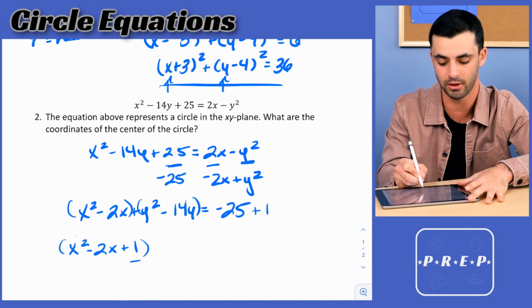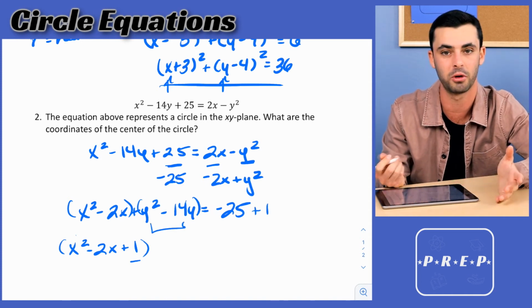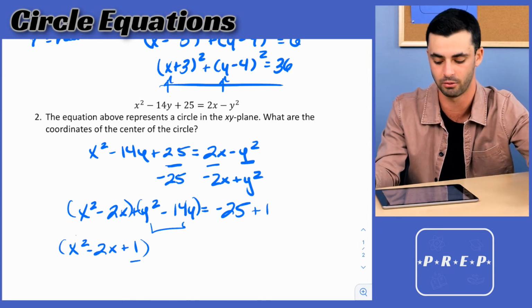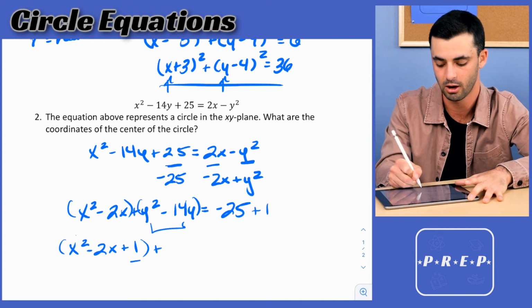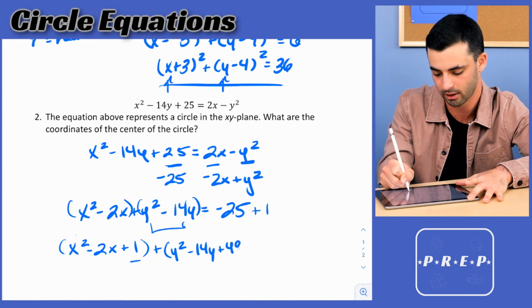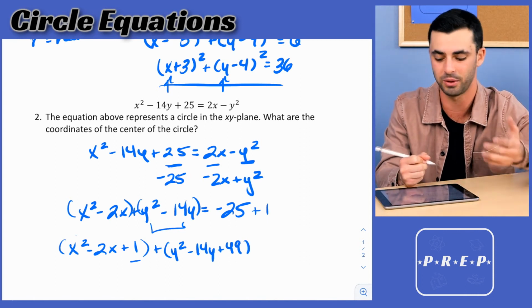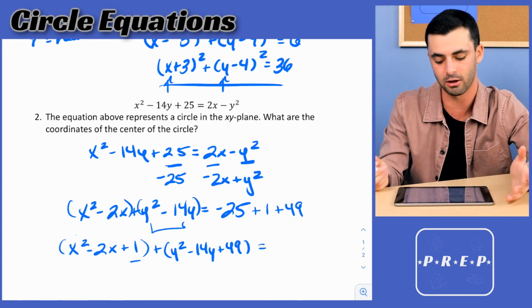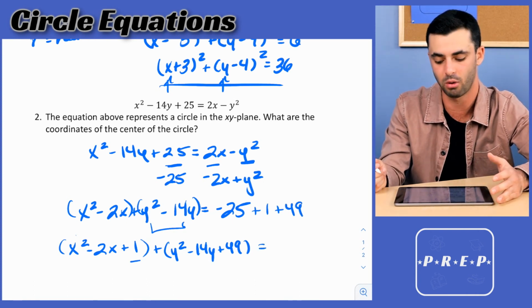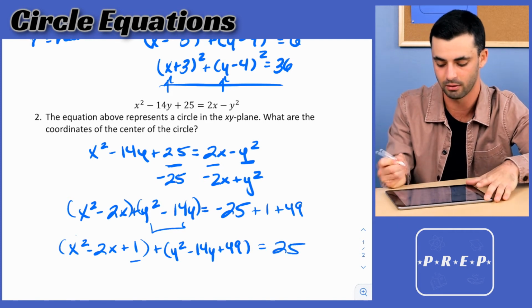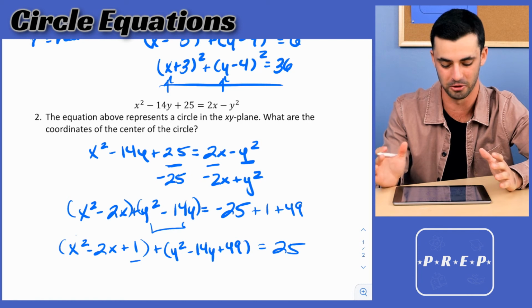Let's do the same thing now with this second term, y squared minus 14y. Dividing negative 14 by 2, we get negative 7. And then squaring it, we get positive 49. So in order to complete the square, we're going to have y squared minus 14y plus 49. And now whatever we do to the left, we have to do to the right as well. So let's add a 49 on the right-hand side. Combining our like terms, negative 25, positive 1, and positive 49 on the right-hand side, that's going to equal positive 25. We're getting a lot closer.